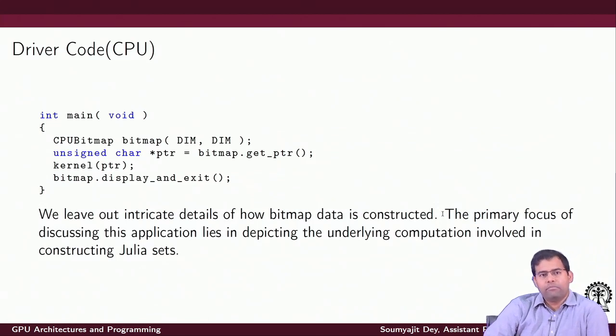Of course, getting bitmaps and using the suitable headers and all that is very simple. There are standard programs, and we will provide you the references for that. So here we get the pointer to the bitmap for the screen. We call the kernel with these pointer locations for each of them, and we finally do a display and exit here.